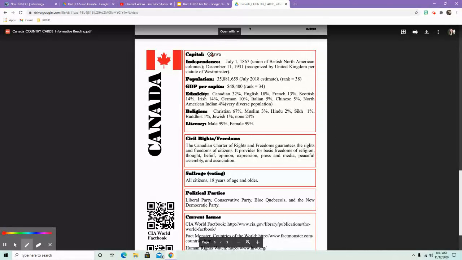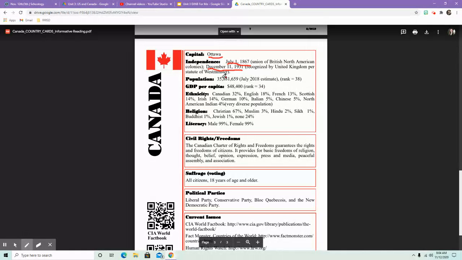The capital of Canada is Ottawa, Canada. Canada got its independence, or was a union of British North America colonies, on July 1st of 1867. And then on December 11th, 1931, that's not that long ago, was when they were recognized by the United Kingdom per the Statute of Westminster. So that's when they were officially recognized by the UK.